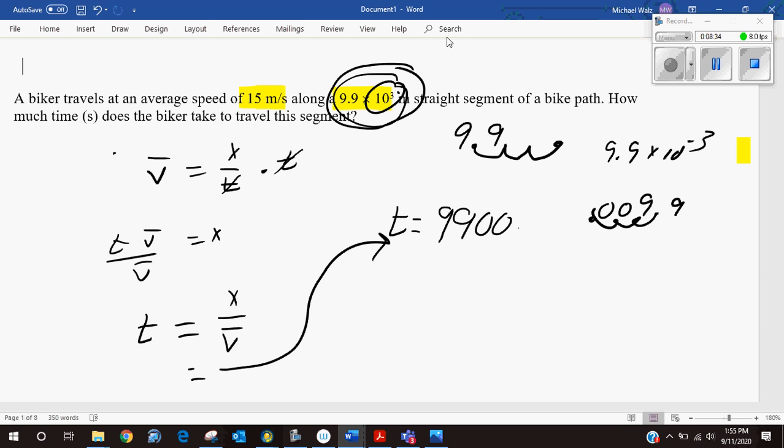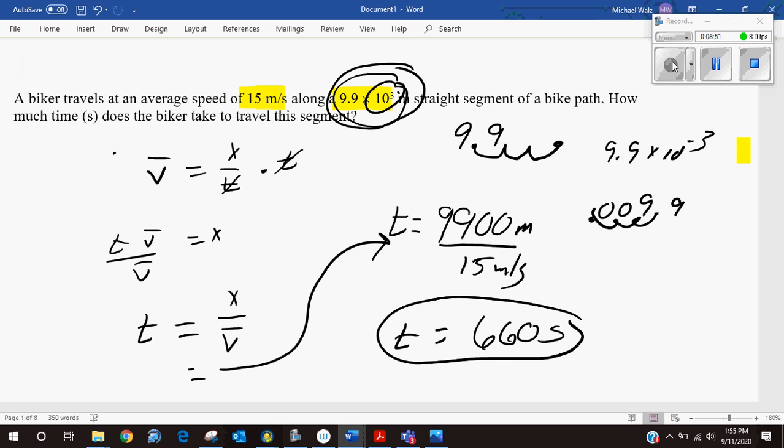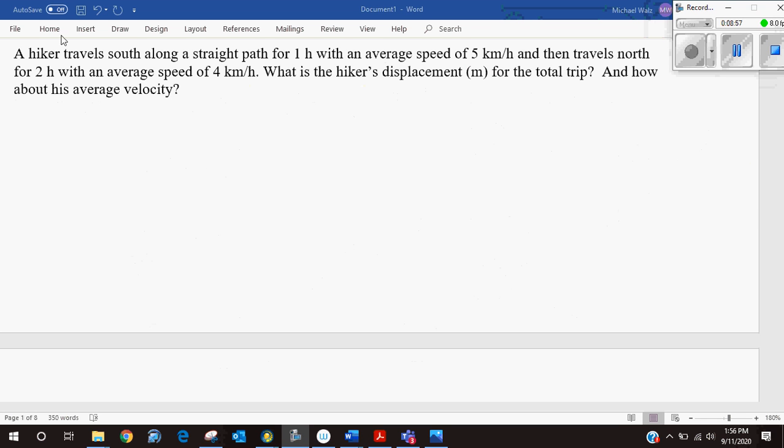Okay, so 9,900 meters divided by 15 meters per second. How much time is that going to take? So you got 660 seconds. Okay. Any questions on that? Okay, here's our next one.